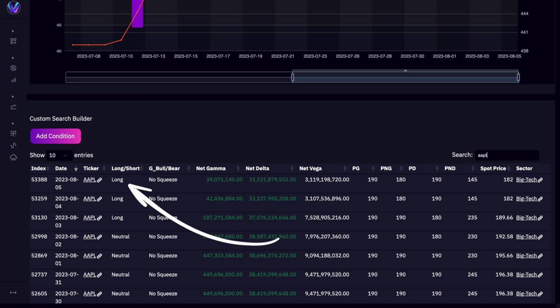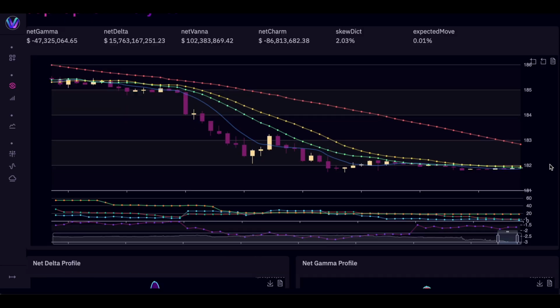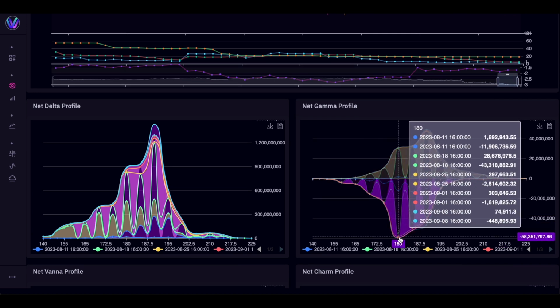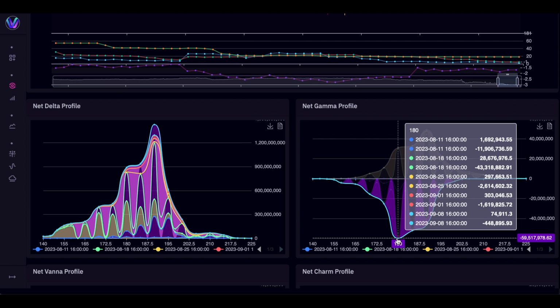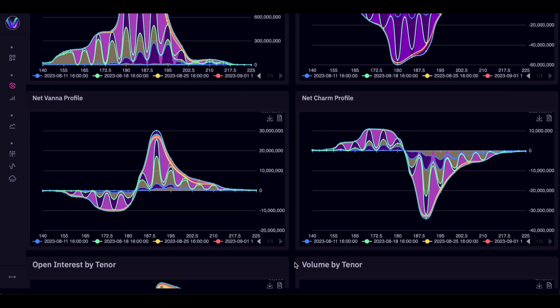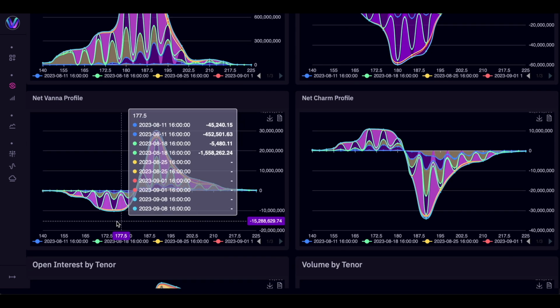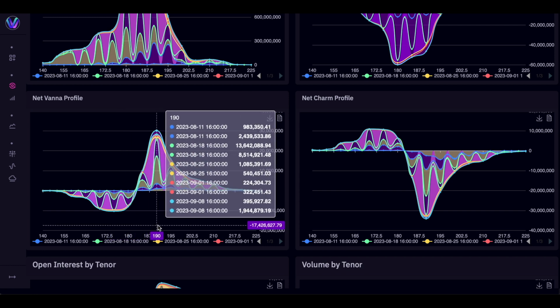Starting off, we like Apple as a long going into the week. Market maker model and Pluto are both long. Moving to our gamma profile, we want to note the peak negative level at 180. The peak negative gamma at 180 should act as support for the week as long as the positioning doesn't roll lower.